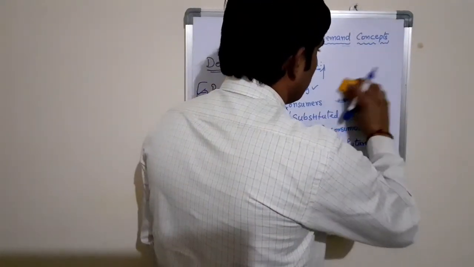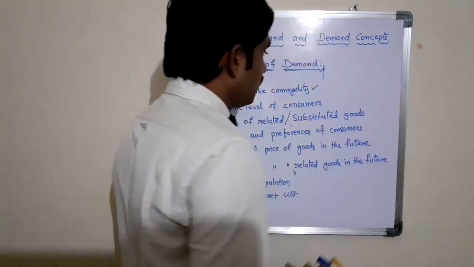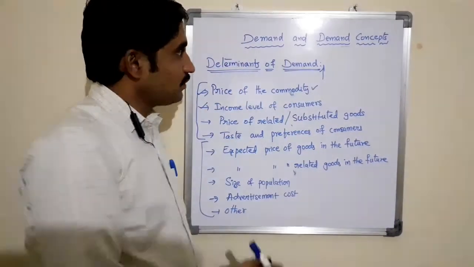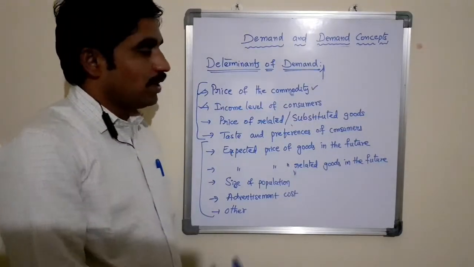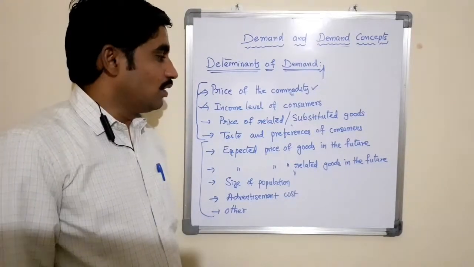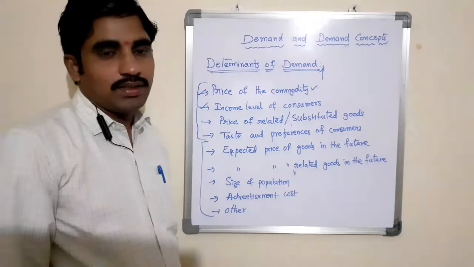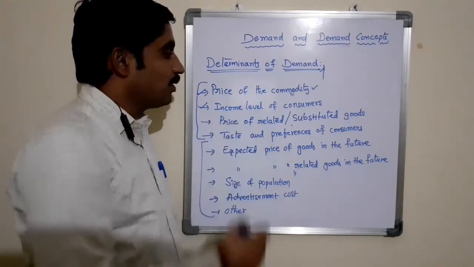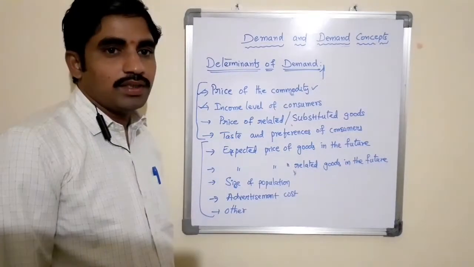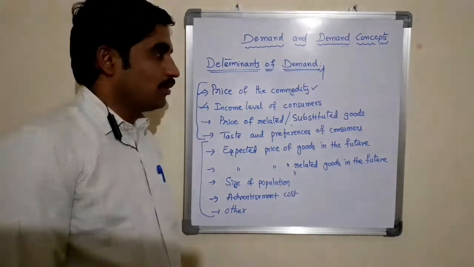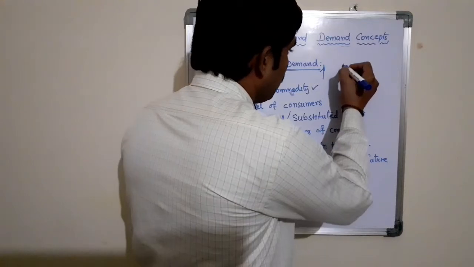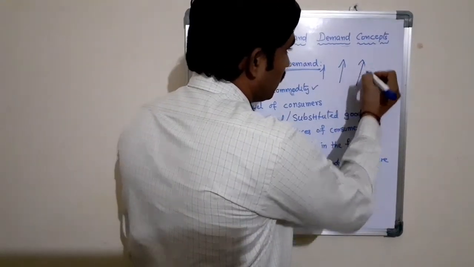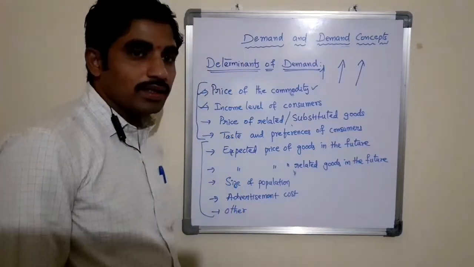Income level of consumers. Here the relationship between the income level of consumers and the quantity demand of the product is always a positive relationship. There is a positive relationship between income level of consumers and the quantity demand of a product or commodity. As the income of the consumers increases, the corresponding quantity demand of the product also will increase.